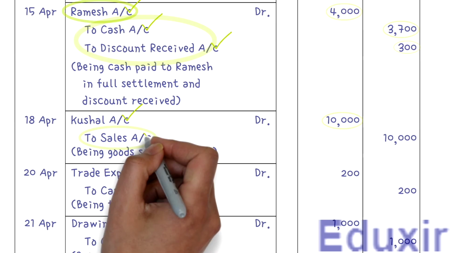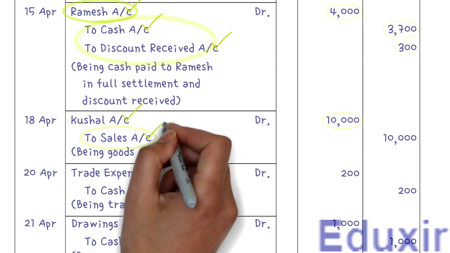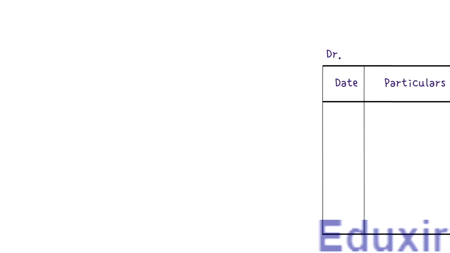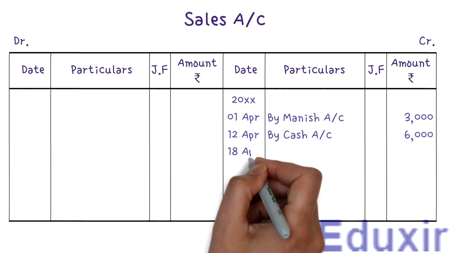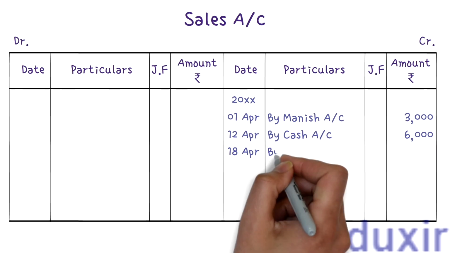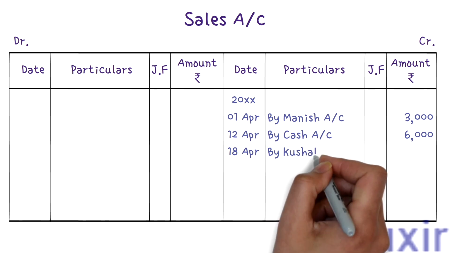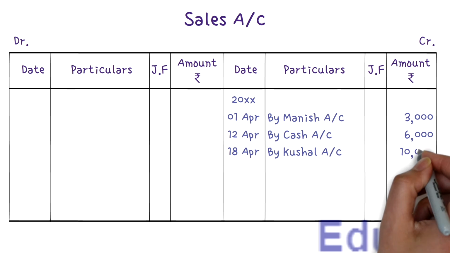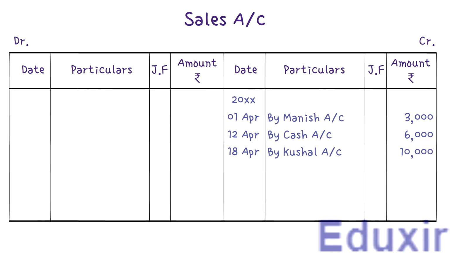As the name suggests, it needs to be posted on the credit side of sales account and the credit amount is 10,000 rupees. Note that the details that need to be posted into the particulars column is Kushal account. As we already have sales account, let us now post this entry into that account. Let us first write the date. Let us then write by Kushal account into the particulars column. Let us then write the credit amount of 10,000 rupees in the amount column. With that, we have completed the posting of this journal entry into sales account.